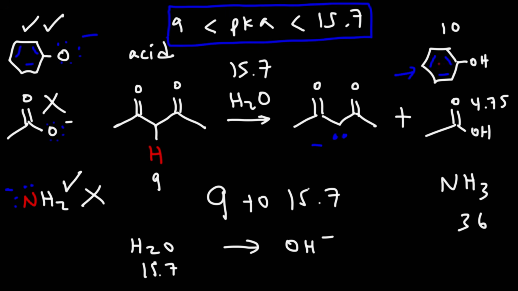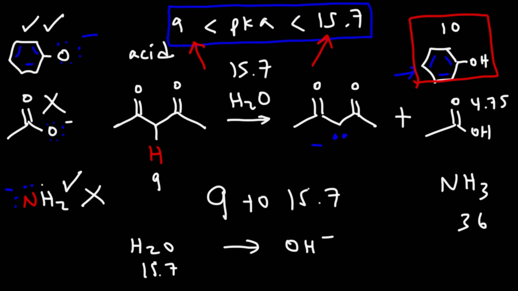The conjugate acid of phenoxide has a pKa of 10, which is between the pKa of the target acid and the pKa of the solvent. So that's how we could determine the appropriate base to use that's strong enough to react with the target acid, but not strong enough to react with water.